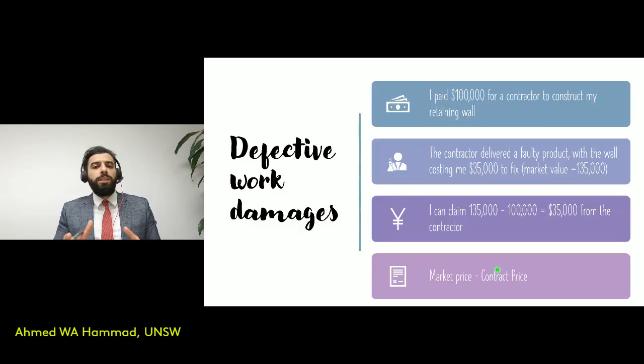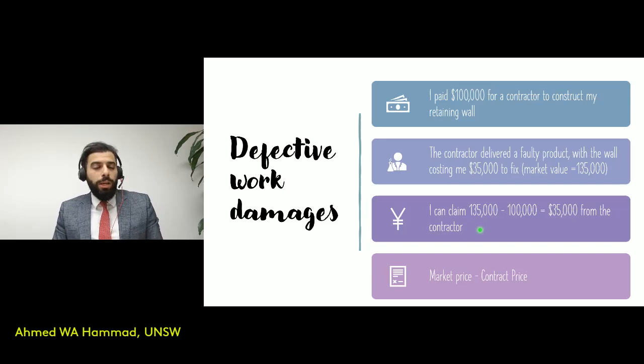Let's have a look at an example to demonstrate how the equation works when it comes to defective work damages. Say, for example, I paid $100,000 for a contractor to construct a retaining wall for me. The contractor delivered a faulty wall, and that resulted in me going out, finding someone else to fix it. So I had to pay an extra $35,000 to get it fixed. Overall, the market value for that wall would be $100,000 plus the $35,000 that I paid, so $135,000.